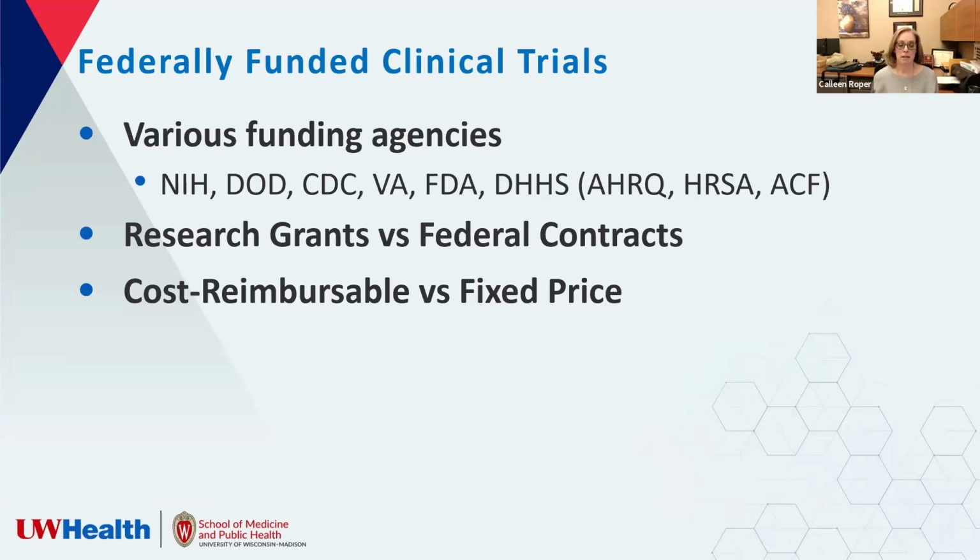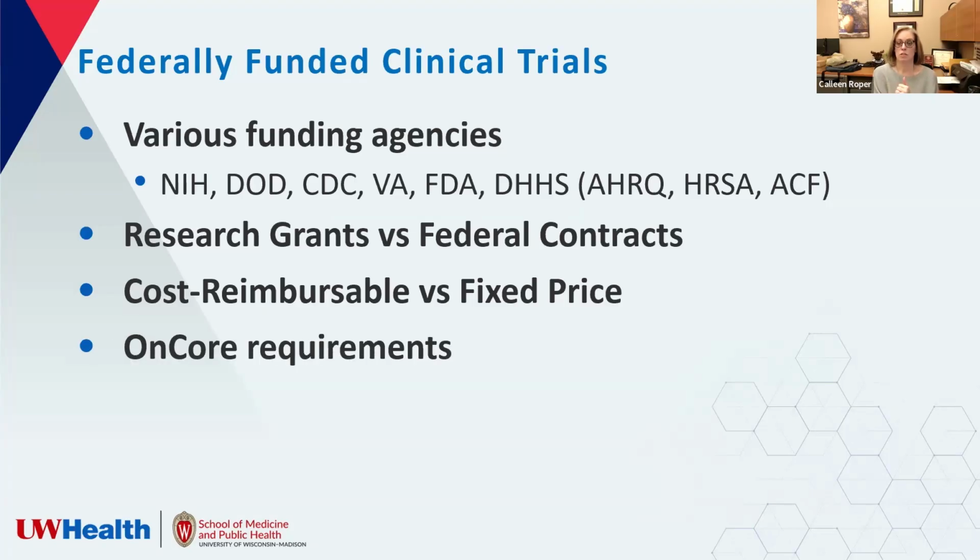Whereas fixed price, they may come back to you and say, we're going to give you $1.5 million to meet these deliverables. And at the end of the day, you're getting $1.5 million. If you spend less than that, great. You have a little bit left over, which we term as residuals here at UW. If you spend over that, you're not getting any more money. You're going to have to come up with that money, or your department's going to have to come up with that money to cover those overages. So understanding your grants and the contracts that are coming in, whether they're cost reimbursable versus fixed price, is also really important.